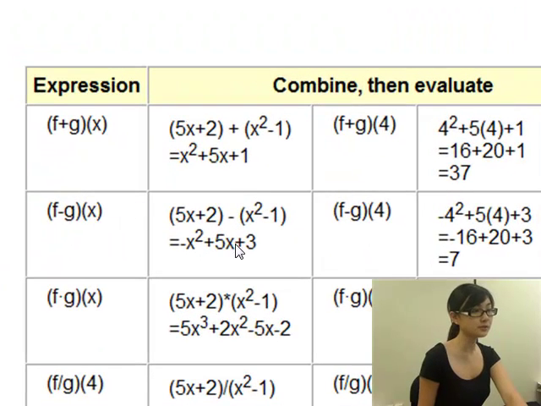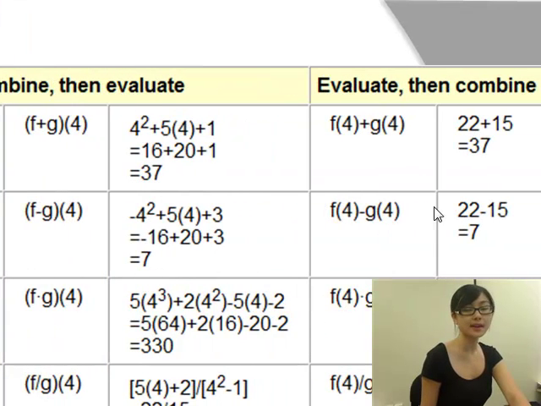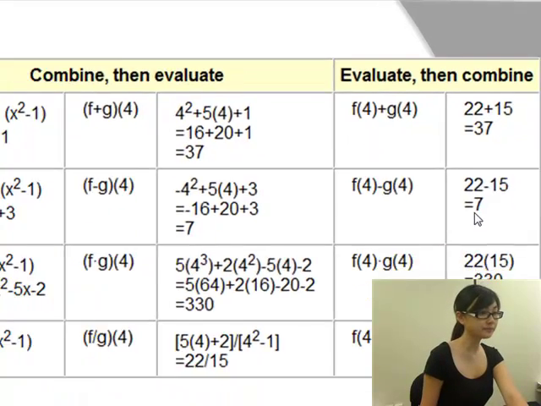For f minus g of x, we have 5x plus 2 minus, in brackets, x squared minus 1. That'll give us negative x squared plus 5x plus 3. If we evaluate it at x equals 4, we get 7. If we evaluate then combine, we'll get 22 minus 15, and that will also give us 7.